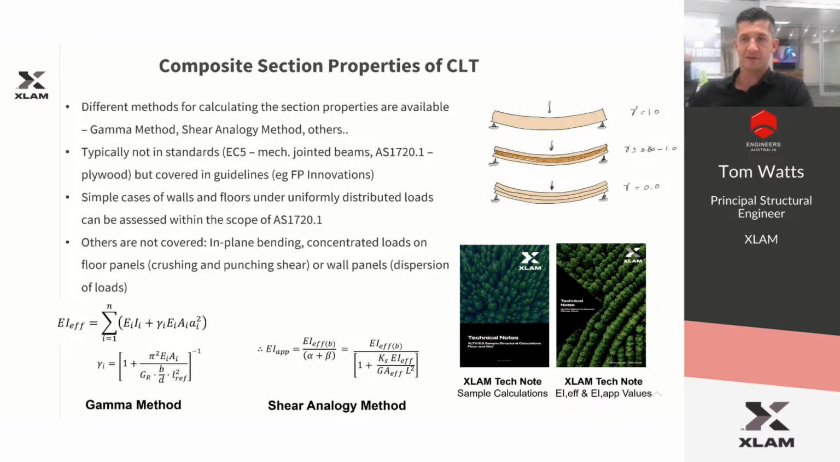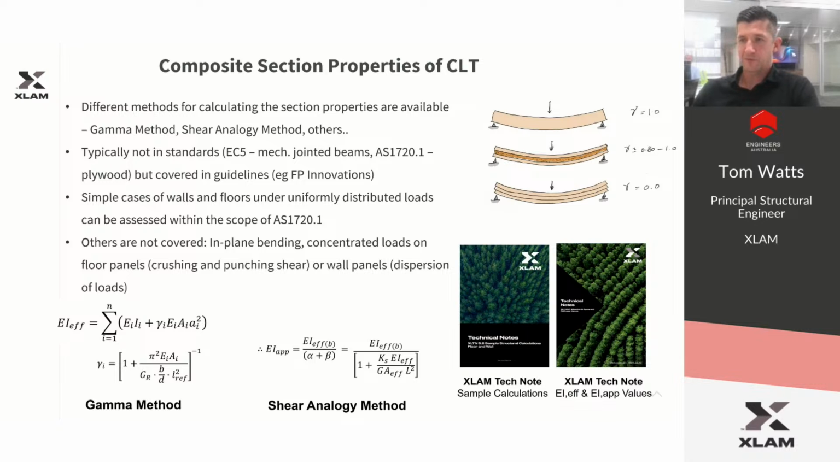So there's a couple of methods that can be considered when you're looking at the composite section. I guess the main two are the gamma method and the shear analogy method. Both are related, but the key point to keep in mind is that they have different applications within the design. So the effective stiffness, EI effective, is what comes out of the gamma method, and that's really applied in calculations when you're looking at the strength of the material. It's an ultimate strength. The shear analogy is quite similar, but it's an extension of the effective stiffness, where it takes into account the additional component of shear deformation in the deflections.